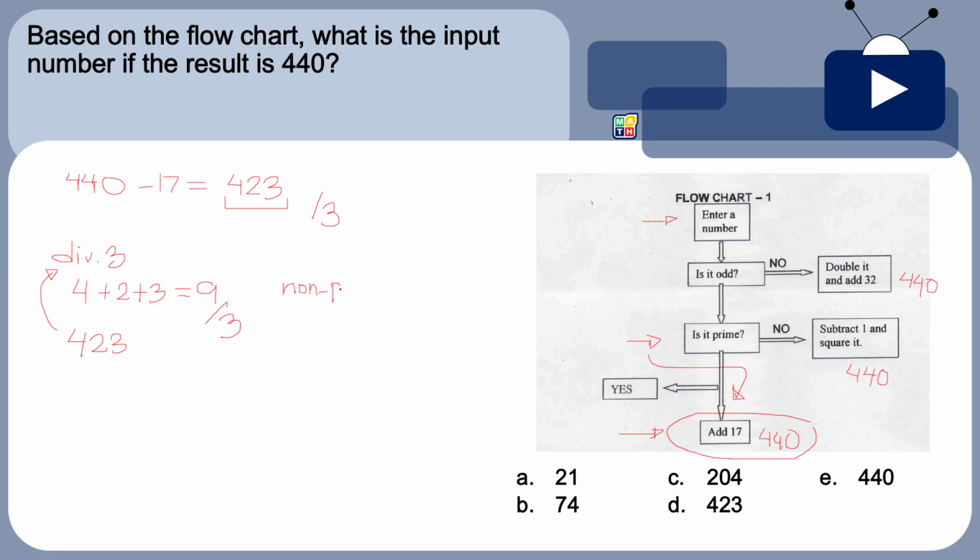Because prime numbers are numbers with factors 1 and itself. That's it. So if this is non-prime, this is no longer possible because you could only add 17 to 423 to get 440 if it's a prime. Since it's not, we remove this entire process here.